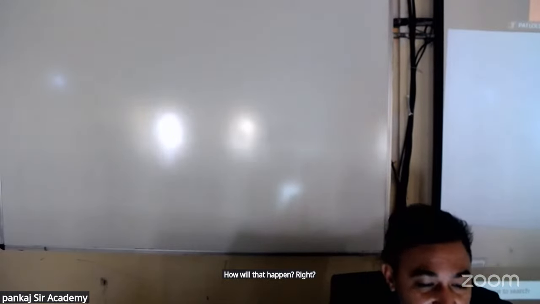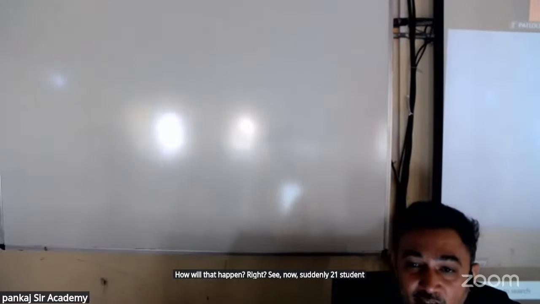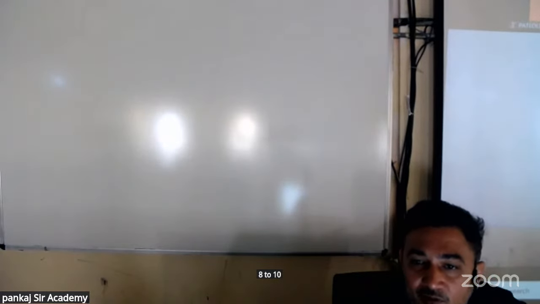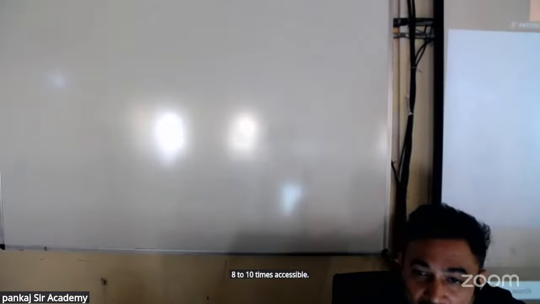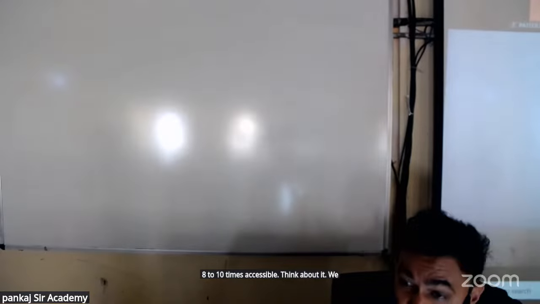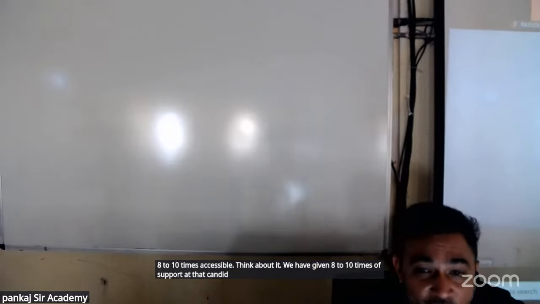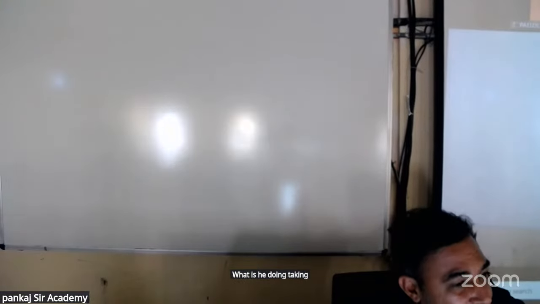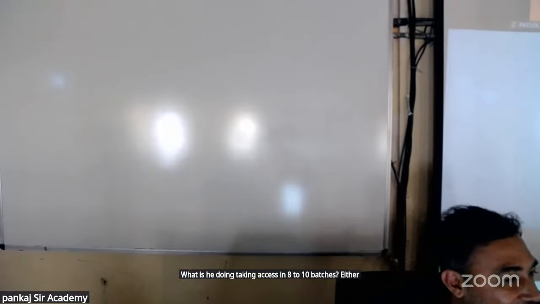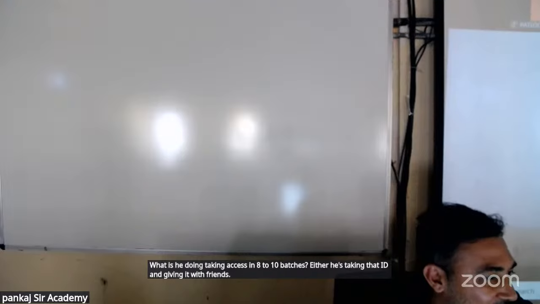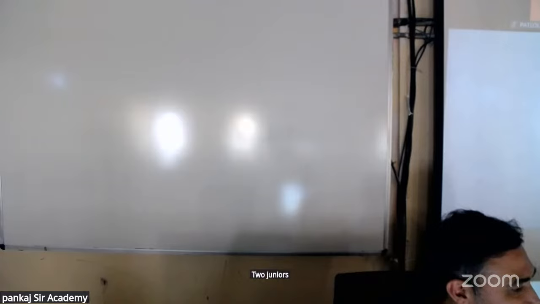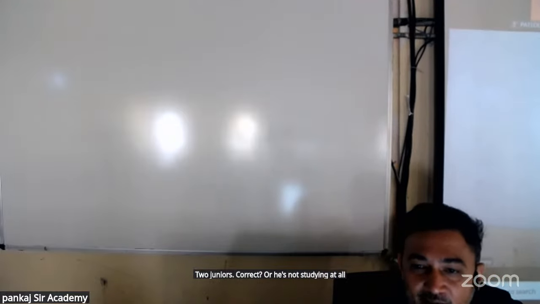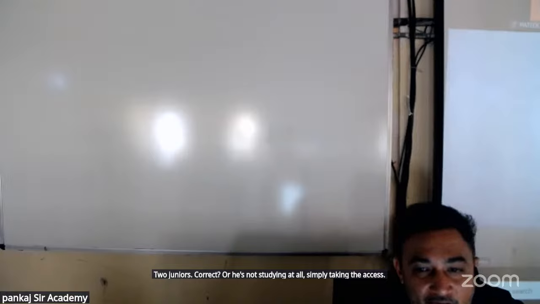See, now suddenly 21 students message me that please give me course access. And when we verify, access has been given 8 to 10 times. Think about it. We have given access 8 to 10 times, we have supported that candidate. Now finally what should we do? What is he doing taking access in 8 to 10 batches? Either he's taking that ID and giving it to friends, to juniors, correct? Or he's not studying at all, simply taking the access. You should not be like that.